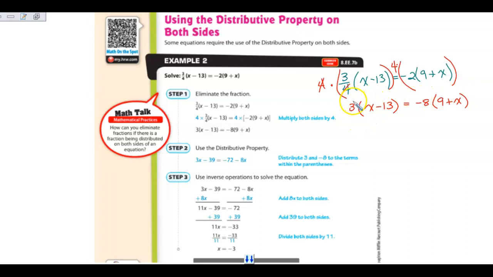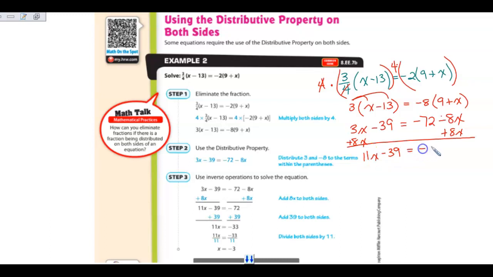So I'm going to take 3 times x and then 3 times 13. So that's 3x minus 39 equals -8 times 9 is -72 minus 8x, because -8 times 1 is -8. Now we're ready to determine which side of the equation we want the variable on. And I want to move this term here over, so I'm going to add 8x to both sides. So I get 11x minus 39 equals -72.